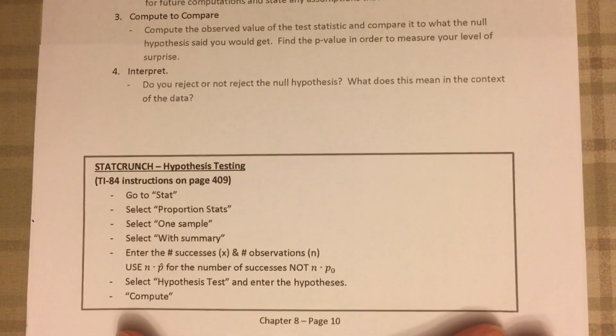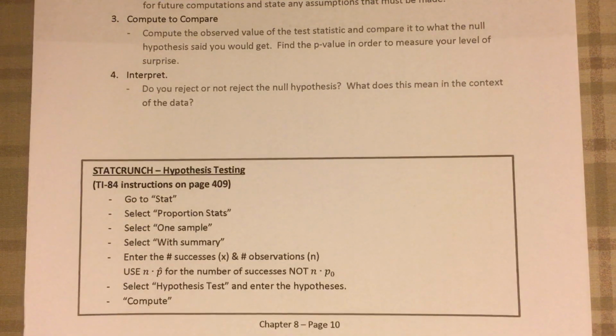Right, so down at the bottom of this page is a list of our steps for hypothesis testing. The good thing is it's not much different than what we saw in section 7.4. So we're going to go to our Stat menu, select Proportion Stats, select One Sample, select With Summary, just like we did when we were dealing with our confidence intervals. The only difference is instead of selecting our confidence interval option, we're going to leave it as a hypothesis test. We're going to enter our number of successes, our number of observations, select our hypothesis test, make sure we enter the correct number and the correct symbol for our hypothesis, and then select Compute.